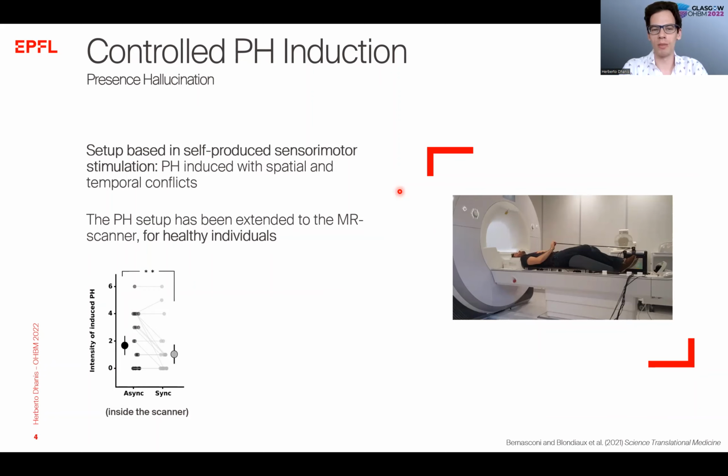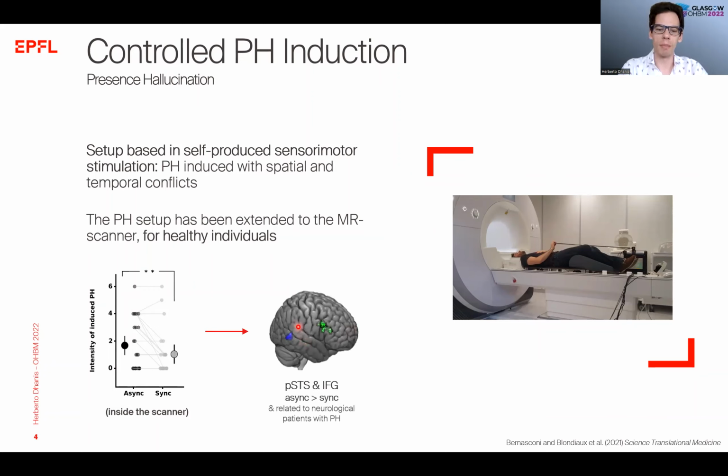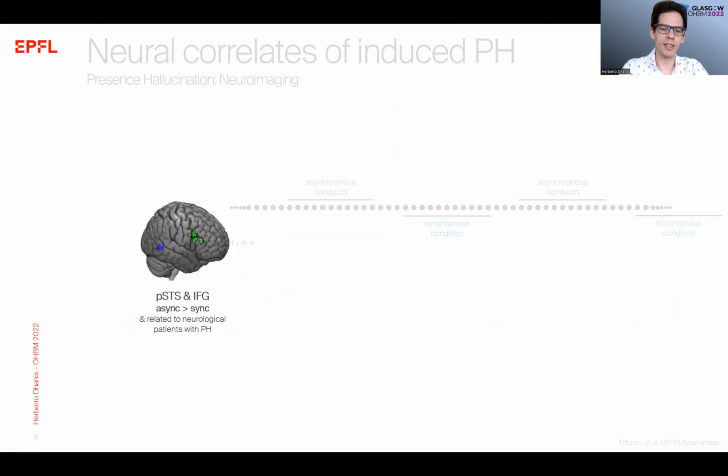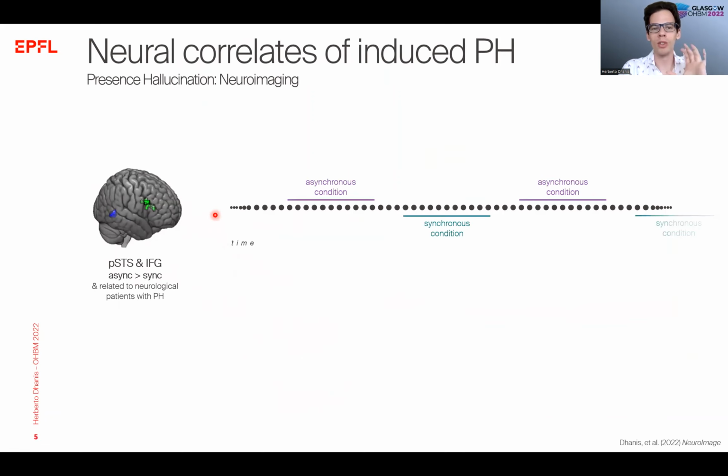My colleagues Bernasconi and Blondiot also showed that the posterior superior temporal sulcus and the inferior frontal gyrus are more active in the condition where PH is induced versus the condition where it's not induced in healthy individuals. And because this was a clinical study, they also related this to neurological patients with PH. Now, because this was already a very large study, we decided to later do a follow-up analysis to look a bit more into the neural correlates of induced presence hallucination.